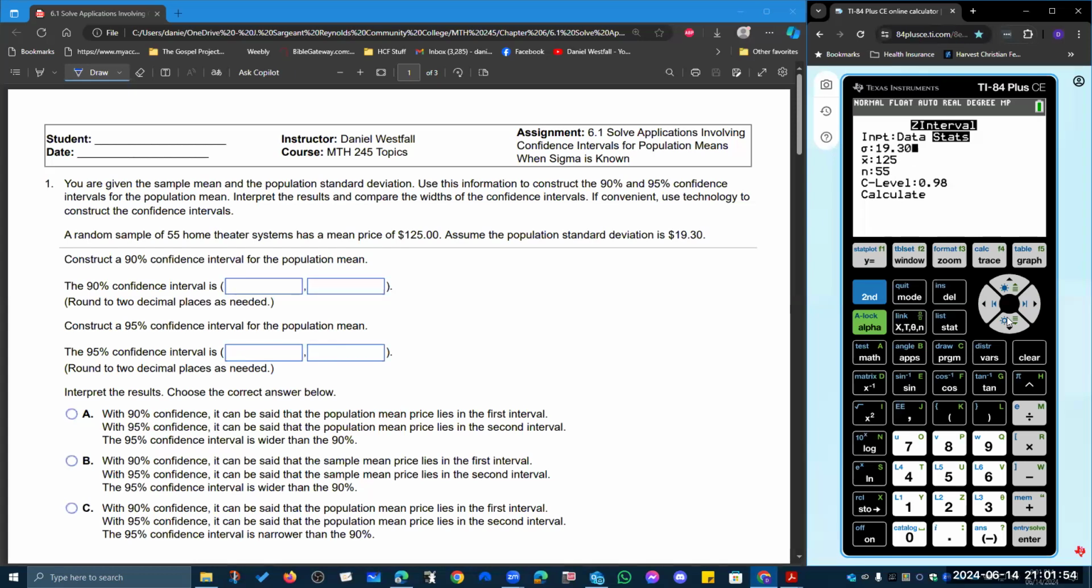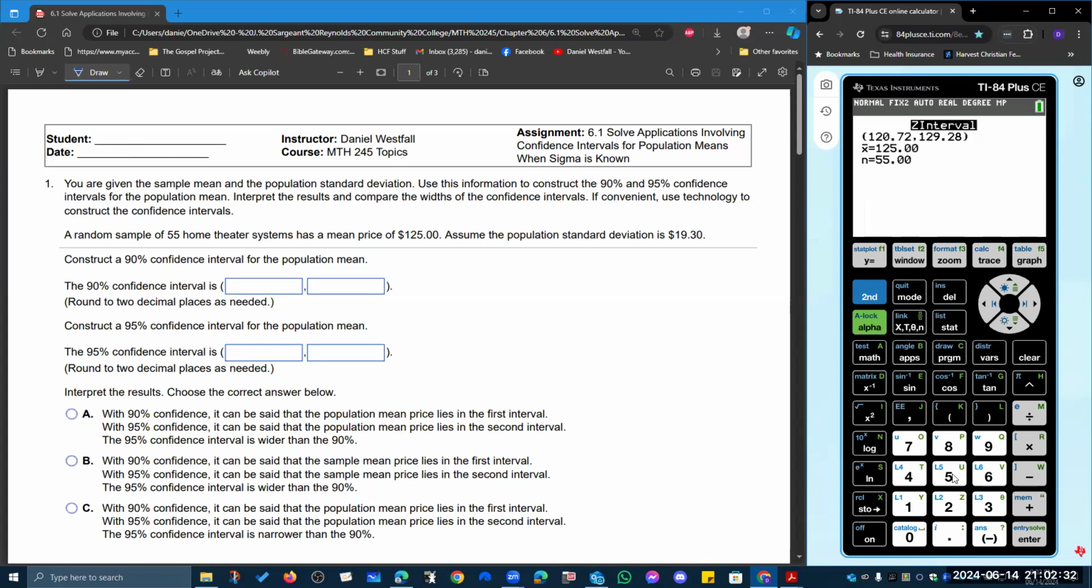And 90% is what I want. Given the context of this problem, I want to make sure that I go to 2 decimal places. Might need to type some stuff in again here. That's number 7. 19.30 and 55, 0.9 for 90%. All right, let's calculate that.